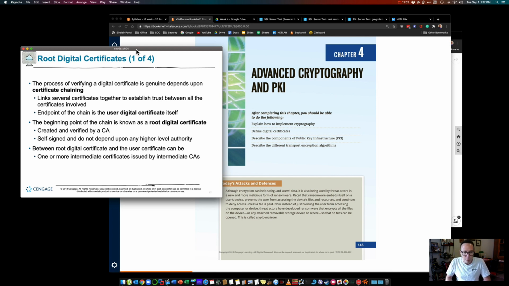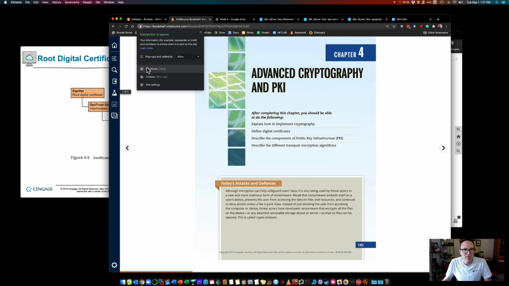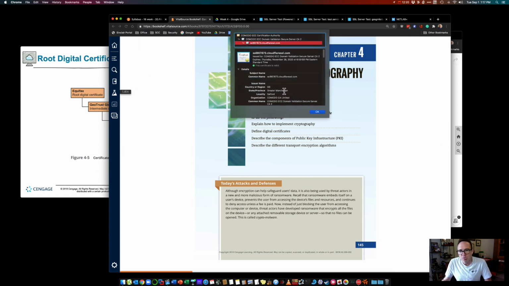Again, I don't want to read the slides to you, but be aware we have this certificate chaining here. So Equifax as a digital provider, and they say they trust GeoTrust. GeoTrust is an intermediary, and then buy_online uses a GeoTrust certificate. So, who trusts Komodo? Going back to this certificate on this website I'm looking at, who trusts Komodo?